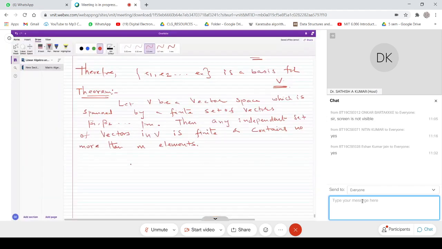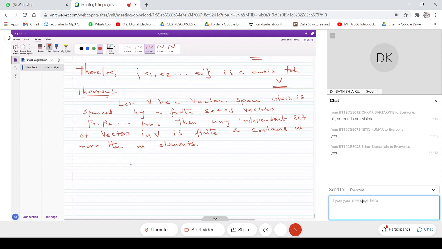Okay, so V is a vector space which is spanned by a finite set of vectors, and we have to show that any linearly independent set of vectors in V is finite and contains no more than m elements. That is what we have to show. So the other way of saying that: if the set has more than m elements, every subset S of V which contains more than m elements must be linearly dependent. This is the way of showing.